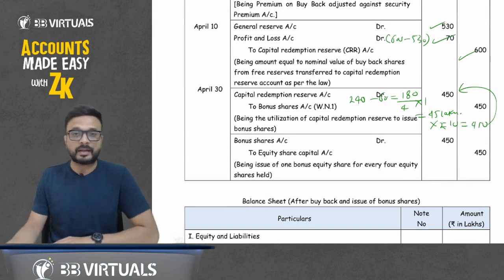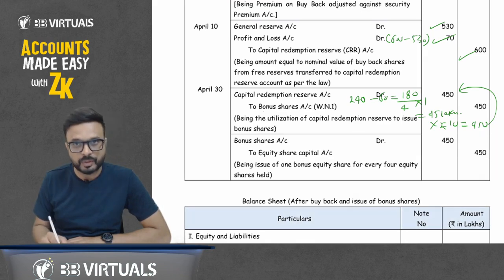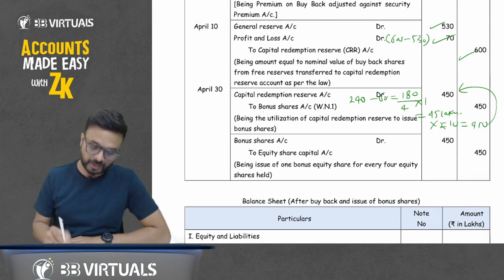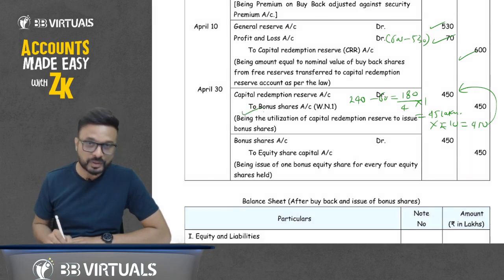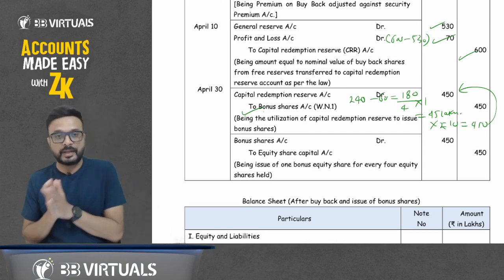So at the time of CRR, don't get confused. Instead of bonus share, you can say bonus to shareholder account. So bonus to shareholder account credit because liable to pay, and we cannot debit bank account because we are not receiving any amount. So we will utilize CRR account for that.